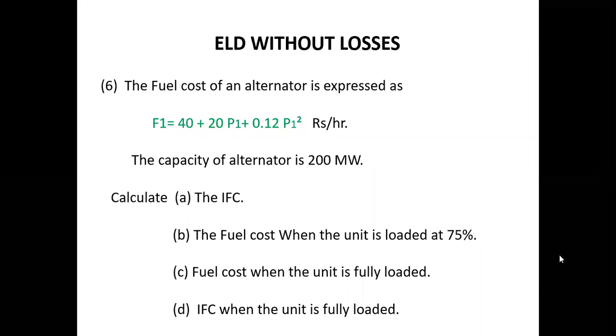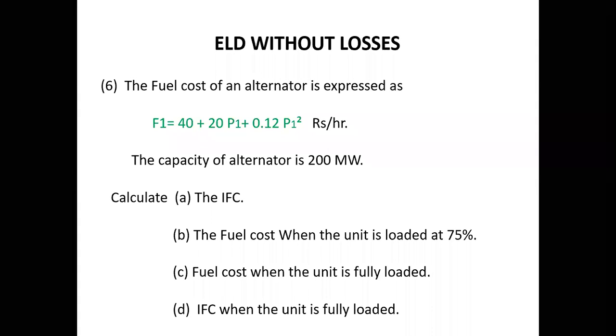So we will see the fuel cost of an alternator is expressed as F1 equals 40 plus 20 P1 plus 0.12 P1 square rupees per hour. And one more thing is the capacity of an alternator is 200 megawatts. So these two are considered as given data.